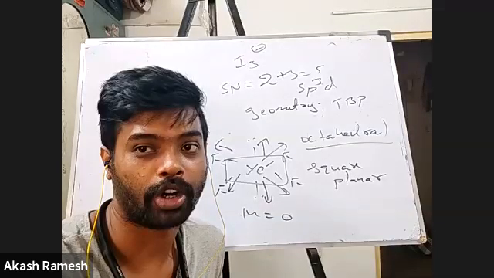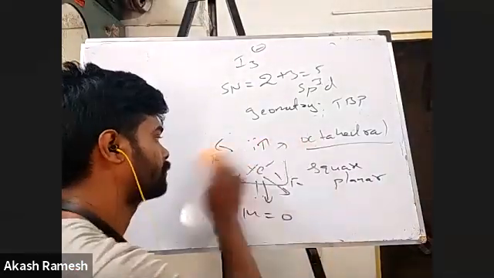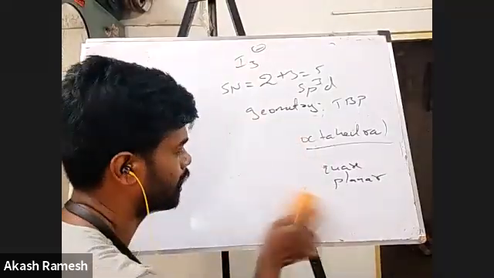Lastly, I want to know the shape. Whom should I ask? Rohan? Yes, sir. Can you tell me what will be the shape? So I have 2 bond pairs and 3 lone pairs. It will be TBP, linear geometry, sir.